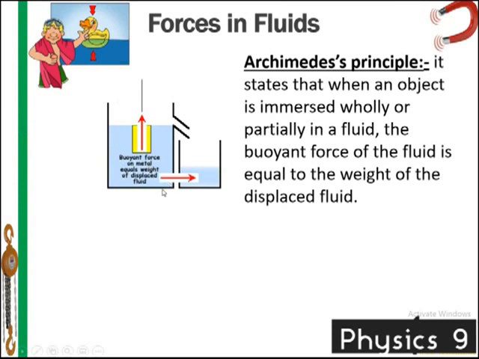Now, to help you understand that in a bit more detail, let's have a look at the animation again. In the animation, you can see the object being lowered, and as the object is immersed in the liquid, it displaces liquid into the second beaker at the side. And what we're saying, according to Archimedes' principle, is that the amount of liquid, or fluid, that's displaced is equal to the buoyant force acting on this particular object, which in this example is a metal.